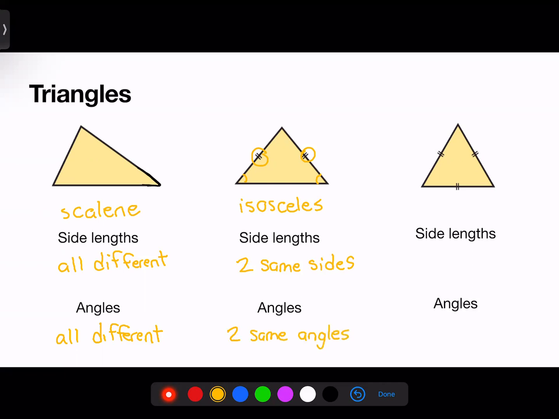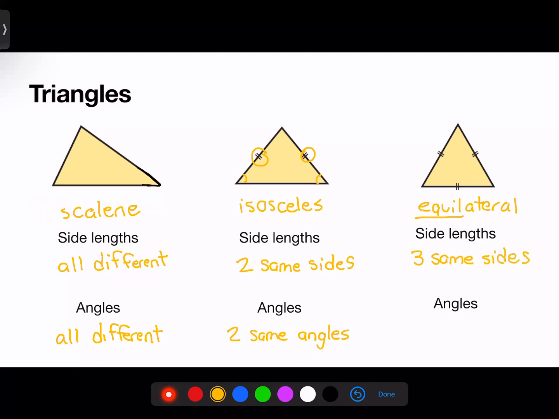The final type of triangle is an equilateral triangle. As you can tell by the root word "equal," all three sides are the exact same length, which also means that all of its angles are the same degrees as well. In fact, with an equilateral triangle, they will always have 60 degrees. Triangles always add up to 180 degrees, and 180 divided by 3 perfect angles is 60 degrees.